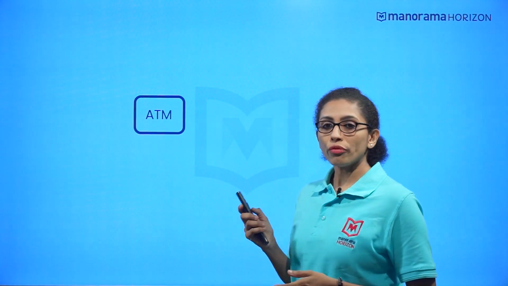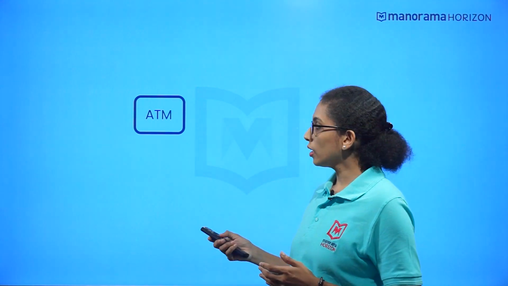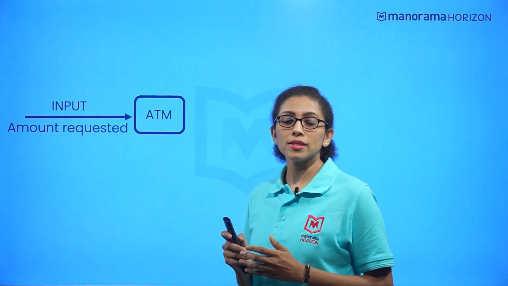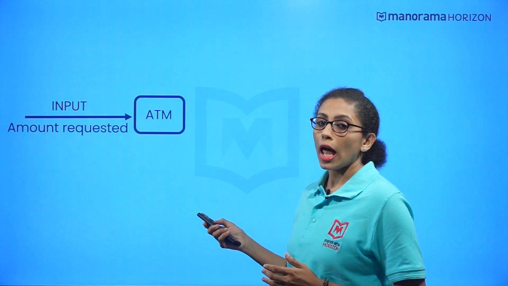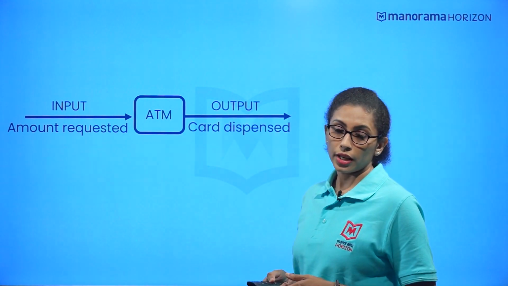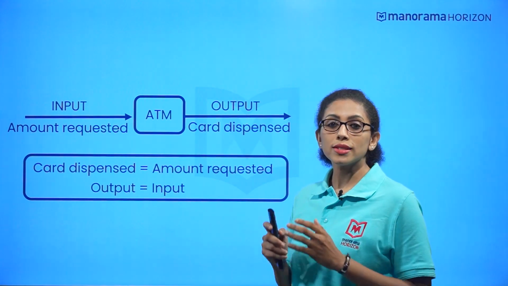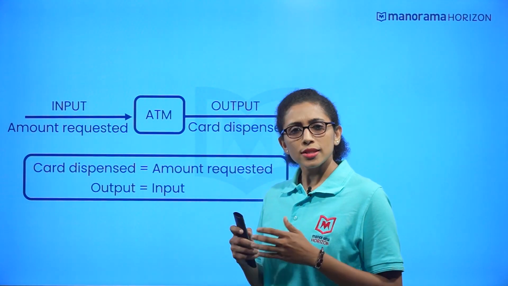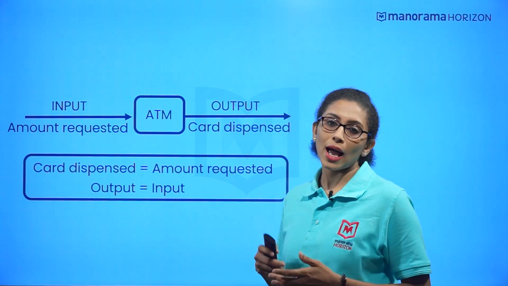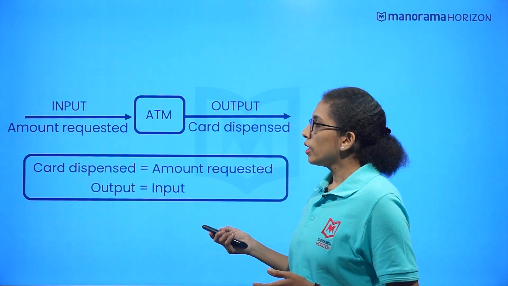In the case of the ATM counter, the ATM machine is the function that applies a rule. Here, the cash dispensed equals the amount requested. In other words, we can say output equals the input. Similarly, things happen in a snack machine. So, in this video, we are going to discuss functions and their fundamental aspects.